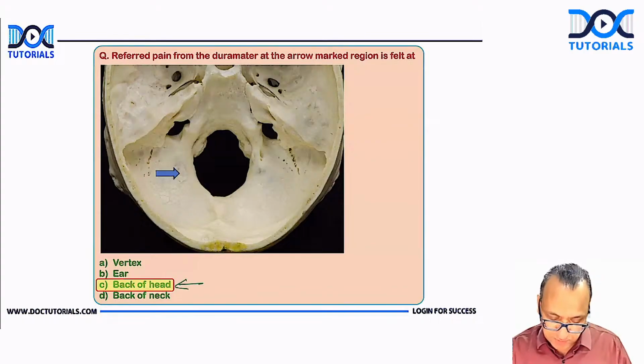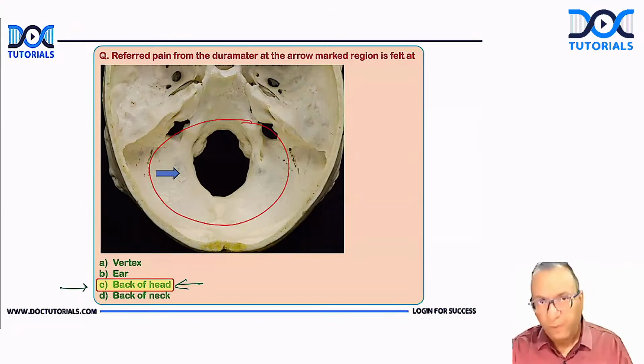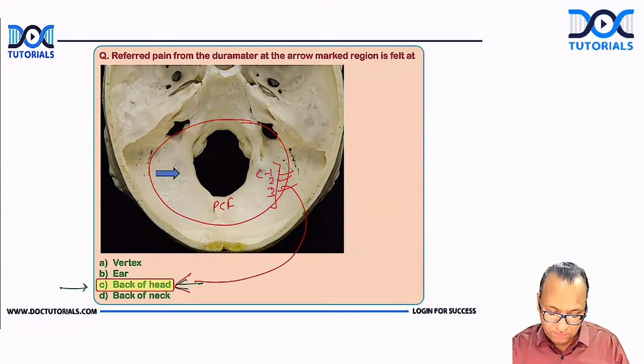It is choice number C. This is the question which is asking us about the area here, posterior cranial fossa. Posterior cranial fossa root value is C1, 2, 3. That is the dura mater being supplied by cervical 1, 2, 3. And the answer that fits well is back of head.